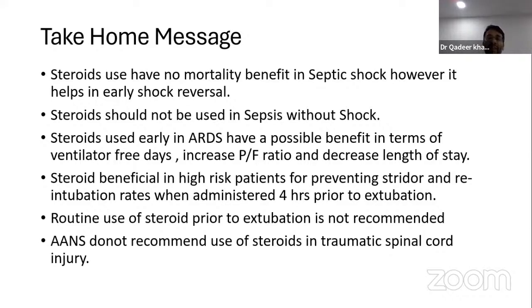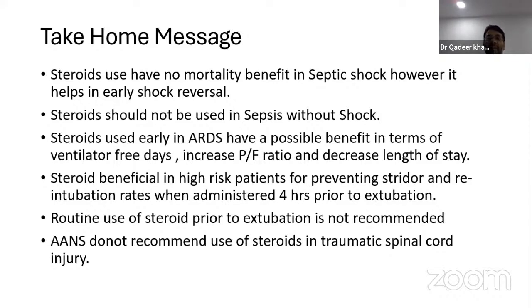Steroid used early in ARDS has a possible benefit. As I told, early means within 48 to 72 hours. Late, more than 14 days after severe ARDS, there is no role of steroids, and they have seen an increase in mortality and an increase in the ventilation days. So the benefit was in terms of ventilator-free days if it was given in the early days.